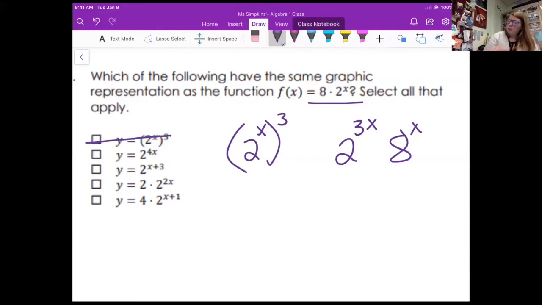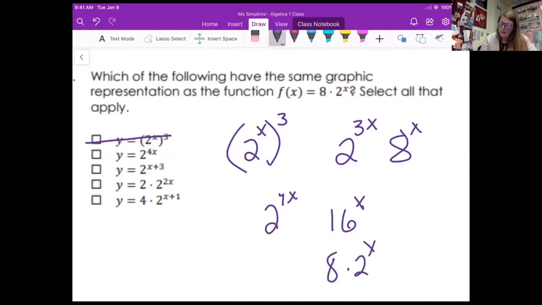The next one says 2 to the 4x. Well, what's 2 to the 4th power? 16. Is 16 to the x the same as 8 times 2 to the x? No. You cannot multiply these together and just stick that exponent on it. Because if you followed order of operations, what would you do first? 2 to the x, then multiply your answer by 8. This and this are not the same thing. They're not the same. So that one's wrong.